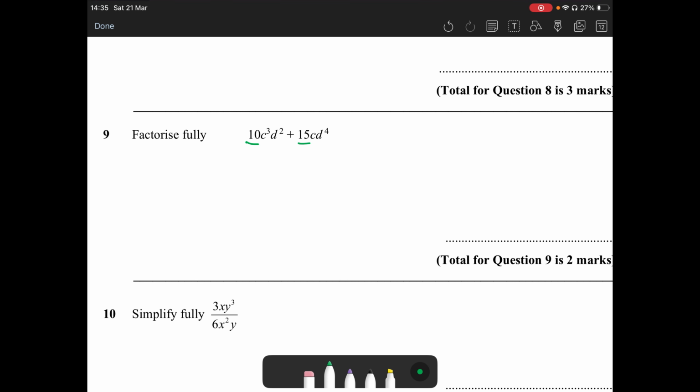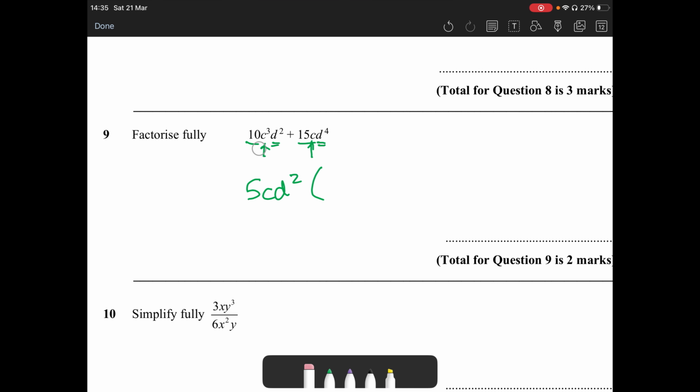Right, focus on the coefficients first. 10 and 15, 5 is the biggest number that goes into both. C cubed, well, they've both got at least one C, and they've both got at least 2 Ds, so D squared. So these are the common terms. Now, what goes in the bracket?